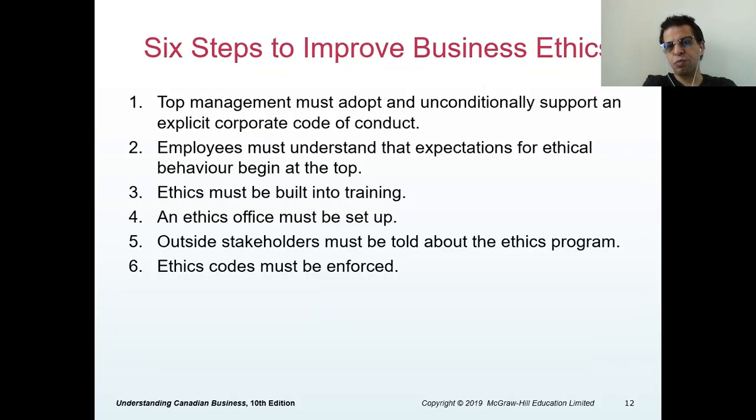So there are 6 steps to improve business ethics. The first starts from the top management. Top management must adopt and unconditionally support the explicit corporate codes of conduct. Top management should not be saying one thing and doing another. It is important that you see them behave according to the code of ethics they are trying to promote. Also, the employees must understand the expectation for ethical behavior at the top, so they know that the most important thing is ethical behavior and not cheating the customer to make more profit.